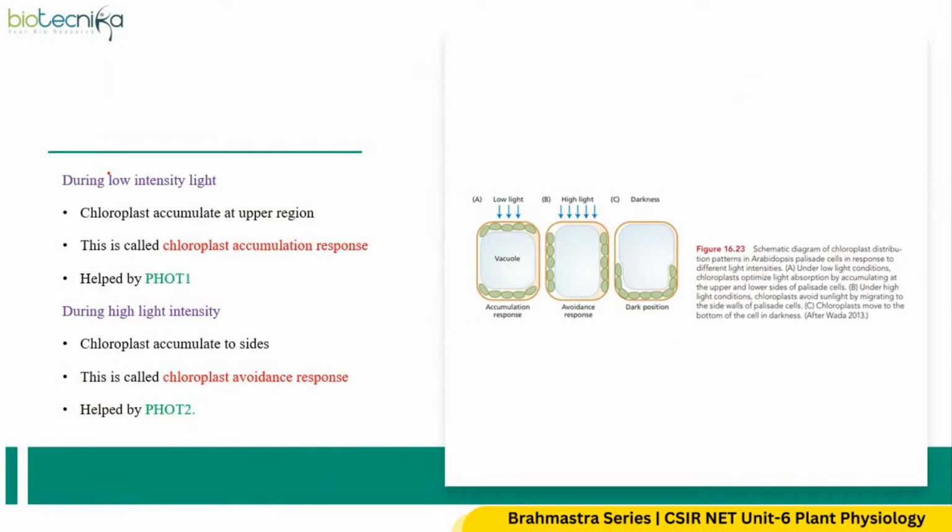Now remember, at low light intensity, chloroplasts try to accumulate at the upper region. We call this the chloroplast accumulation response, carried out by FOT1. Similarly, high light intensity can cause organelle damage, so all the chloroplasts translocate to the side region. We call this the chloroplast avoidance response, and this is carried out by FOT2.